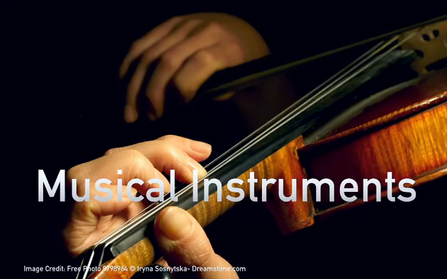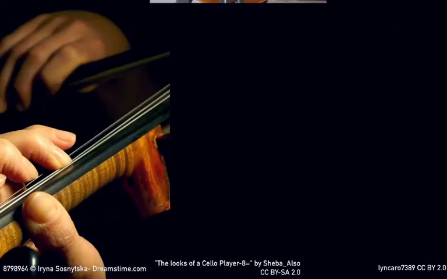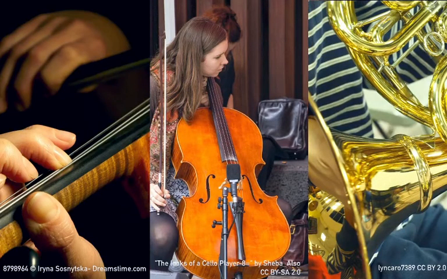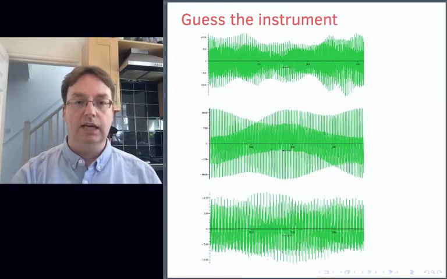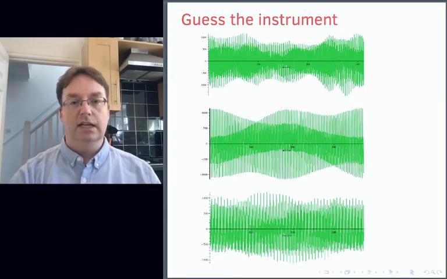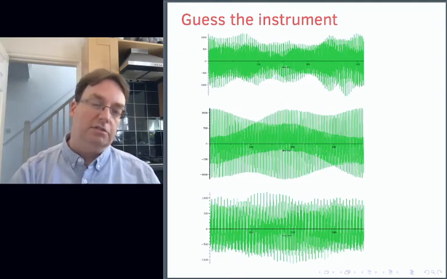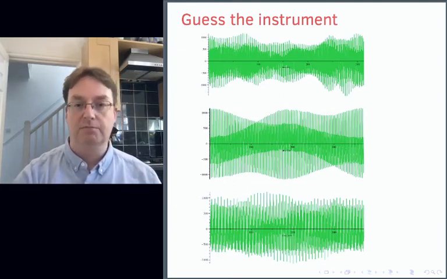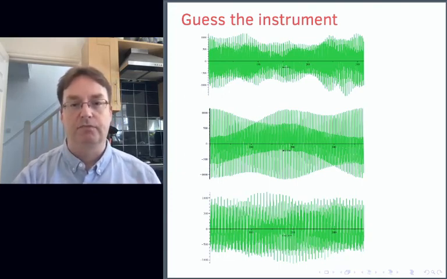Our next examples are musical instruments. For each one, I've sampled a single note and then looped it to give us something that we can Fourier transform. We have a violin, a cello, and a French horn. Here are pictures of the sound waves. In no particular order, we've got a French horn, we've got a cello, we've got a violin. Your challenge is to try and work out which is which.